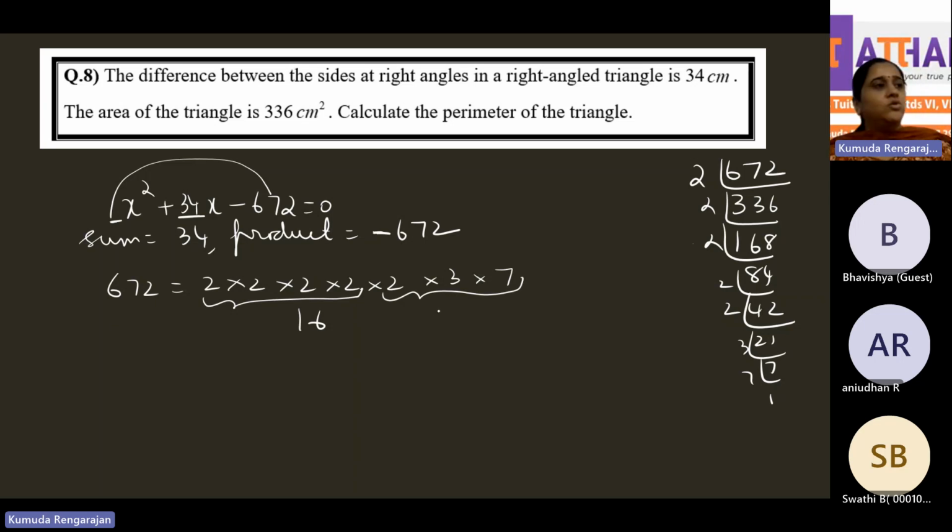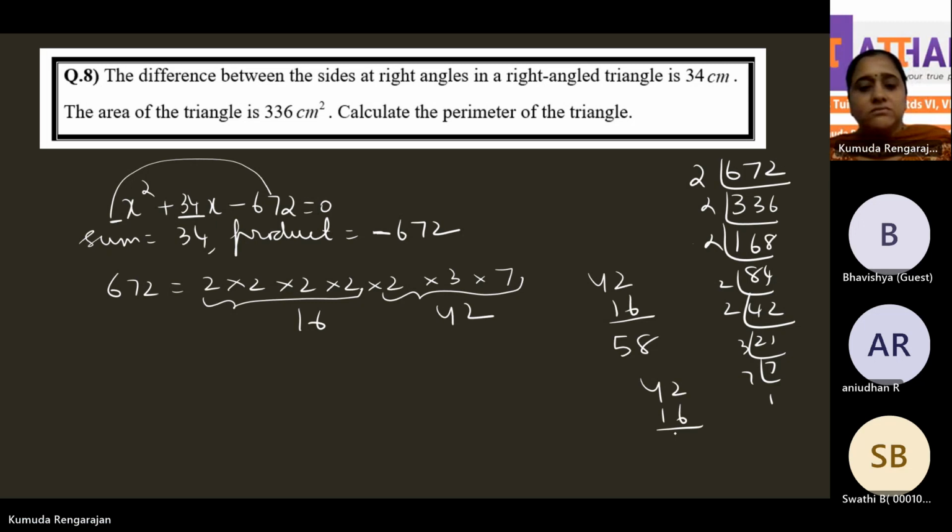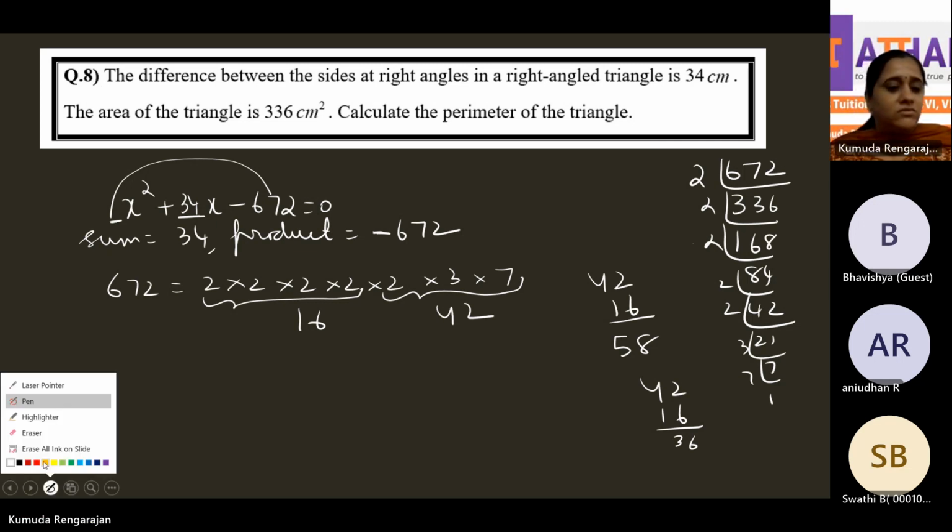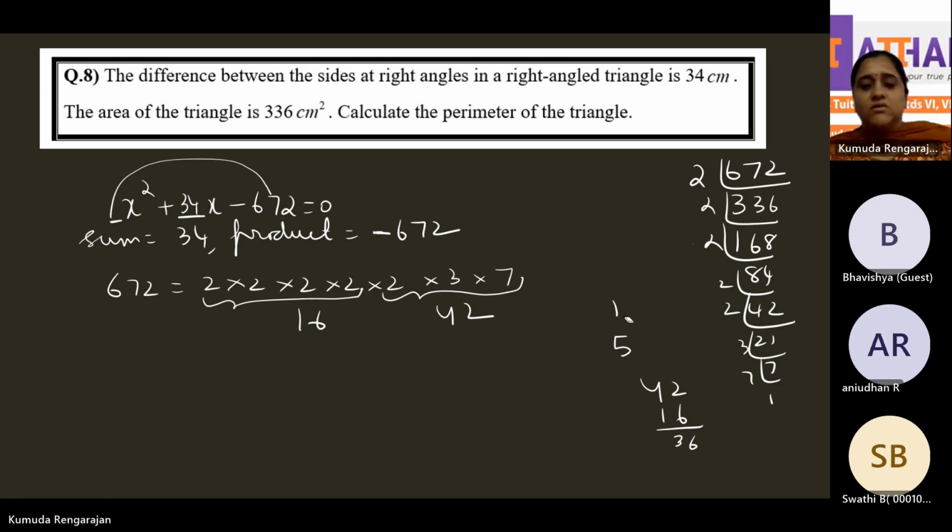21 into 2, 42. Let's try this. So 42 and 16, when you add, what do you get? 58. When you subtract 42 and 16, what do you get? 36. Are you getting 36? Yeah, 36. We get 36.